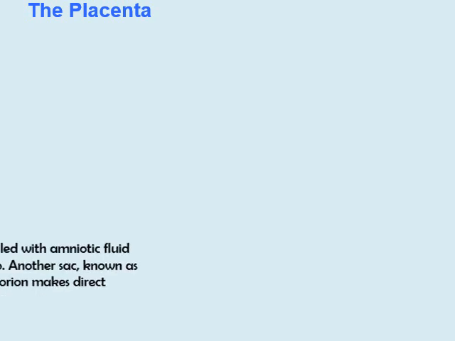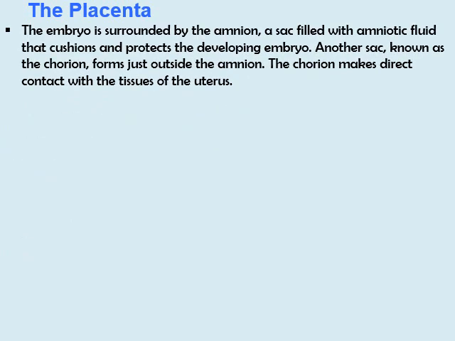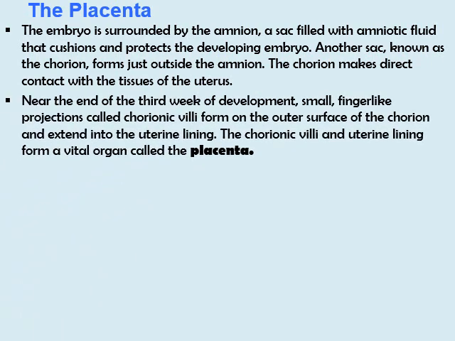The placenta. The placenta is a connection bridge between the mother and the fetus, as you know, and the embryo is surrounded by 2 layers. These are the amnion, the internal layer filled with amniotic fluid that cushions and protects the developing embryo, and another external layer, known as the chorion, just outside the amnion. The chorion makes direct contact with the tissues of the uterus.